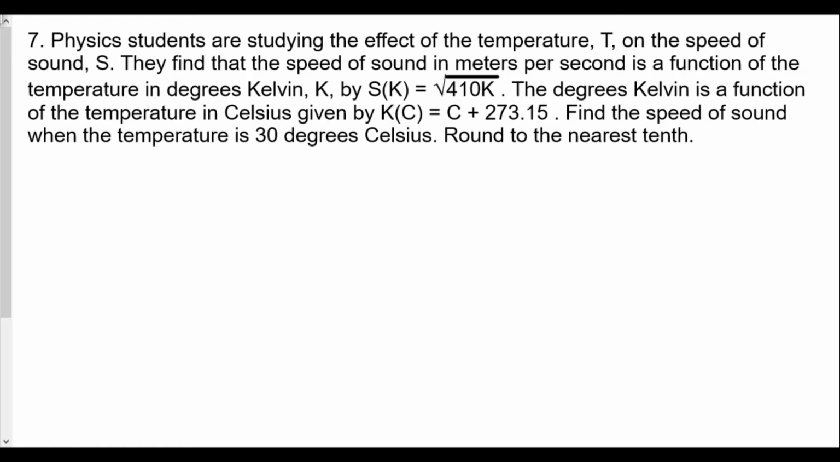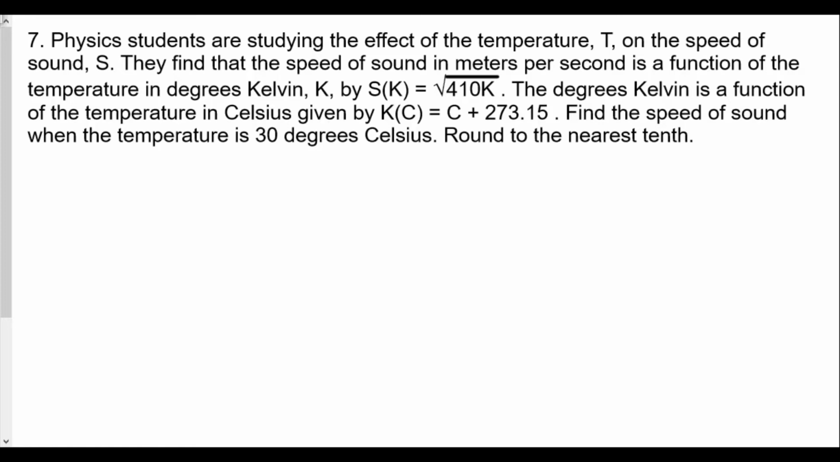Hopefully that's something you also learn when learning about math or anything you do. Does it make sense? So question number 7, another word problem. Physics students are studying the effect of temperature T on the speed of sound S. They find the speed of sound in meters per second as a function of the temperature in degrees Kelvin, K, by S of K is equal to the square root of 410 K. This means the speed of sound is affected by the temperature in Kelvin units, which are absolute temperature units. We use this more in science than anything else.